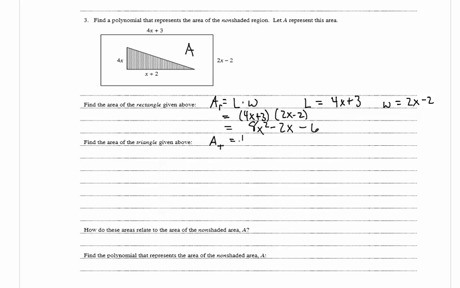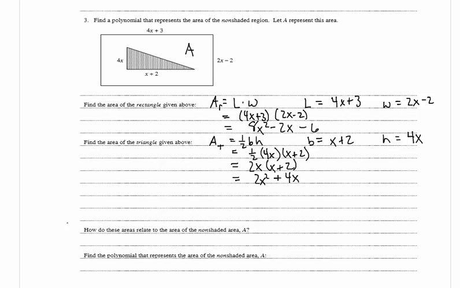And this is equal to 1/2 base times height. And our base is equal to x plus 2. And our height is equal to 4x. So we have area is equal to 1/2 times 4x times x plus 2, and 1/2 times 4 is equal to 2, so I could rewrite this as 2x times x plus 2, and that's equal to 2x times x is 2x squared, and 2x times 2 is equal to 4x.